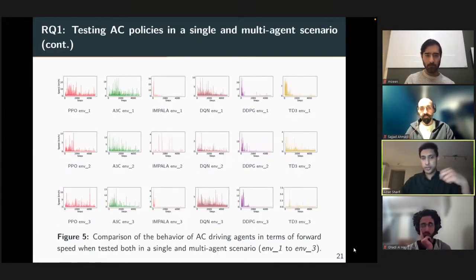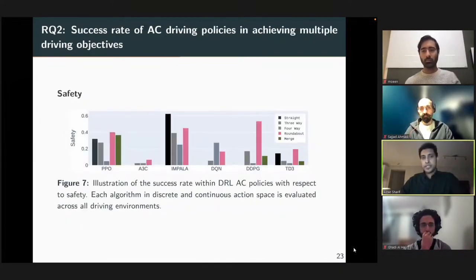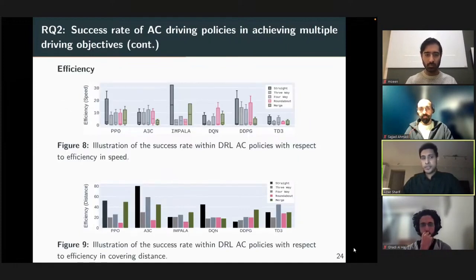These 3 rows correspond to the first 3 driving environments, while the other 2 are the rest of the driving environments, 5 driving environments in total. This is the success rate of autonomous car driving policies in achieving multiple driving objectives with respect to the reward function that we have proposed. The first aspect is safety. When we go through all the driving environments, we see that A3C and TD3 are much safer, with a lower rate of any collision with vehicles, road objects, or even pedestrians. But not only are they safer, they are more efficient.